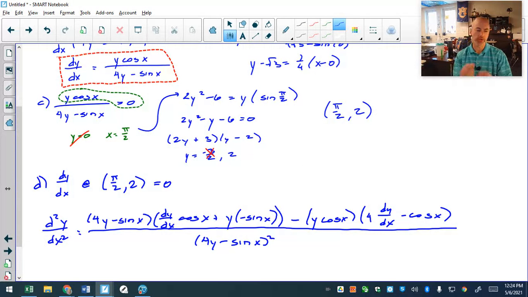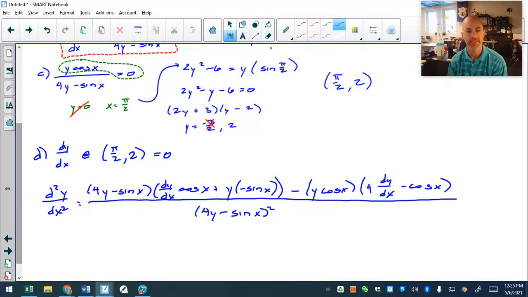Okay, now I want to evaluate my second derivative at the point pi over 2, 2, and all I have to do is determine positive or negative. And the good thing is that at the point pi over 2, 2, dy dx is equal to 0. So anything with dy dx, we can replace that with a 0. I still need to plug in pi over 2 for my x's and 2 for my y's to determine whether we have a positive or a negative.